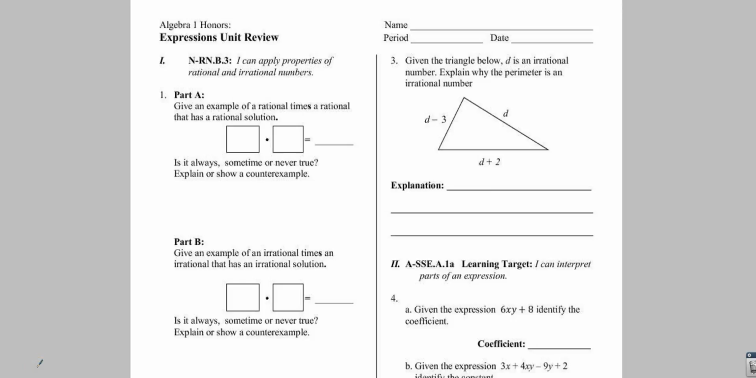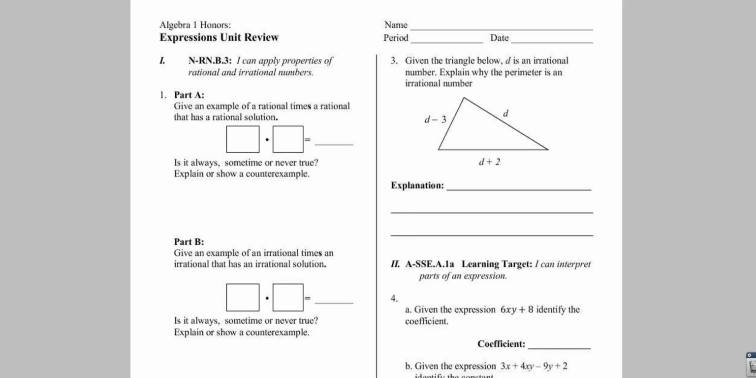Alright, this is the review for the expressions unit. So let's start with number 1, part A. Give an example of a rational times a rational that has a rational solution. Well, we know that a rational number is any number that can be written as a fraction. So all we really have to do is find any number that's a fraction, multiply it by any other number that's a fraction, and show that we still get a fraction.